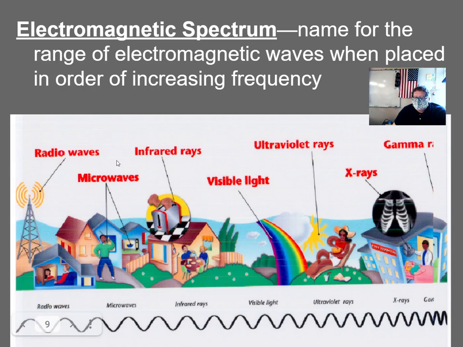Now remember, there's a relationship between frequency and wavelength. The higher the frequency, the shorter the wavelength. The lower the frequency, the longer the wavelength. So when you look at the electromagnetic spectrum and organize the waves from lowest to highest frequency, left to right, you're also organizing them by wavelength, from longest wavelength to shortest wavelength.